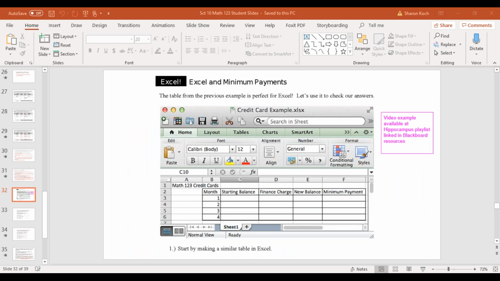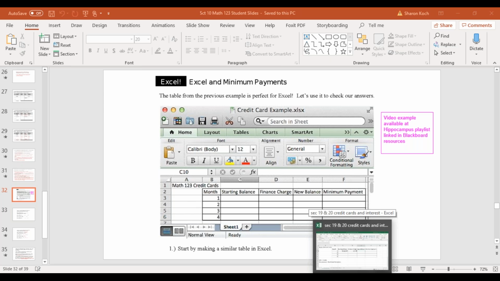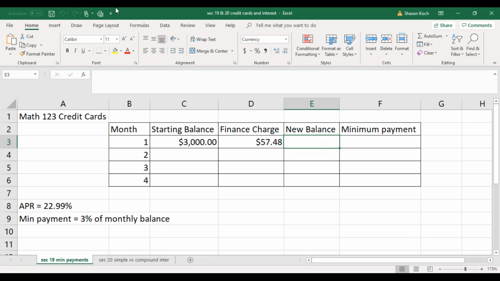Okay, so we're going to look at how to do this exact same problem using Excel. This is in your book, but I'm going to pull up an Excel spreadsheet that I have already created, and we're going to work through it. So exactly the same thing. Let me put this over on the side here.